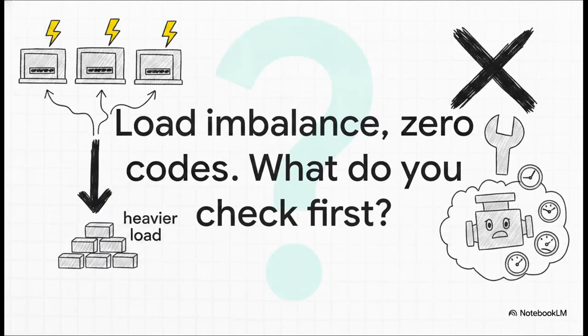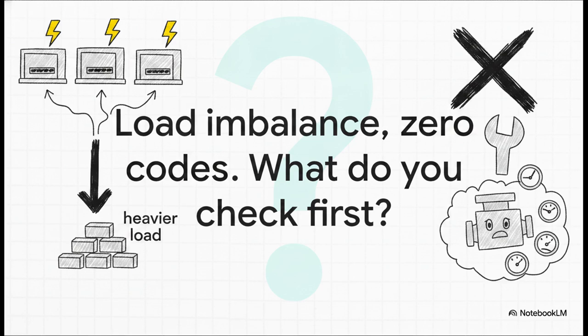Put yourself in the shoes of a plant engineer for a second. You have 3 paralleled C175 units sharing a load, but suddenly, one unit is consistently carrying way more than its fair share of the burden. The twist here? There are absolutely 0 fault codes on any of the engines. So what's your immediate instinct?